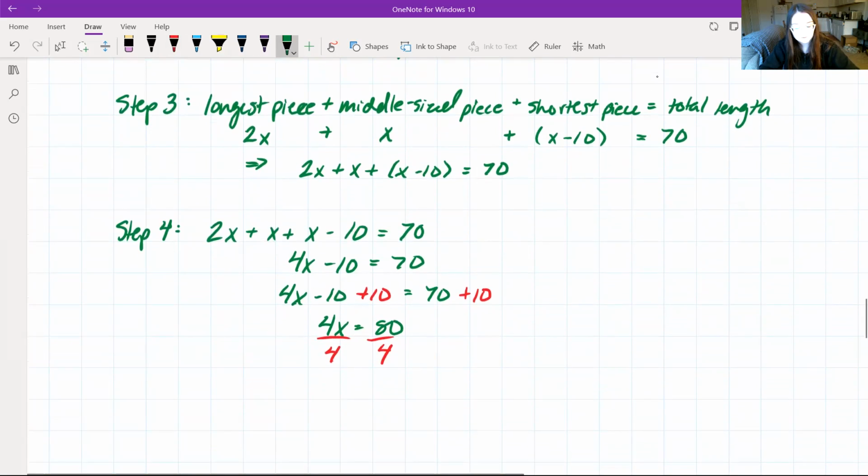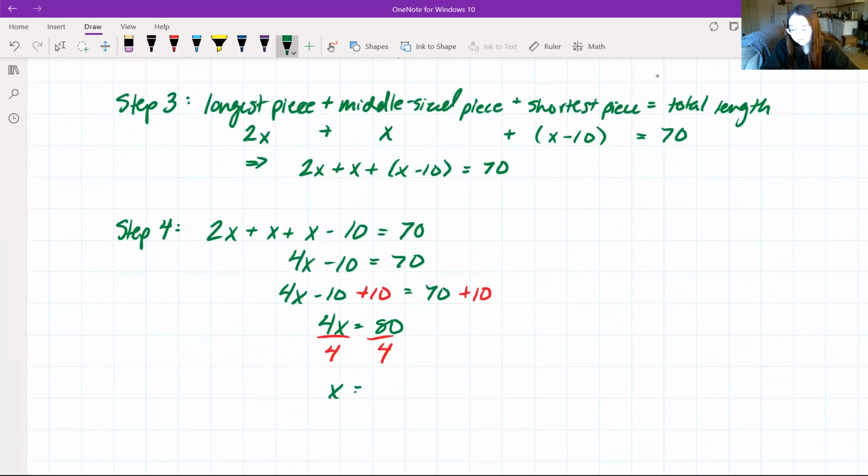4 divided by 4 is just 1, so we're going to get x is equal to 80 divided by 4. 80 can be separated into 4 times 20, and then we have 4 divided by 4, which is just 1. So we're going to get that x is equal to 20. So we found our value of x, and we need to find our value of 2x and x minus 10.